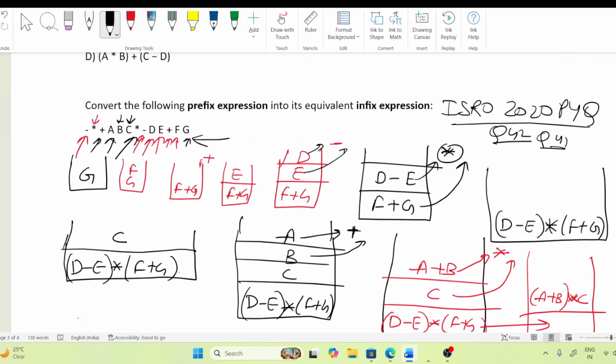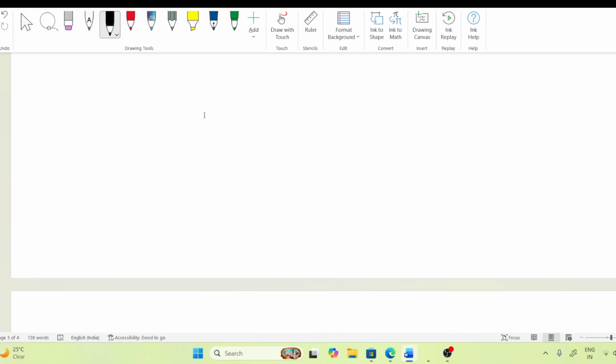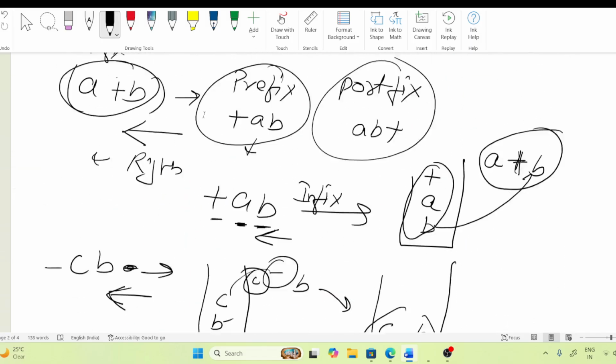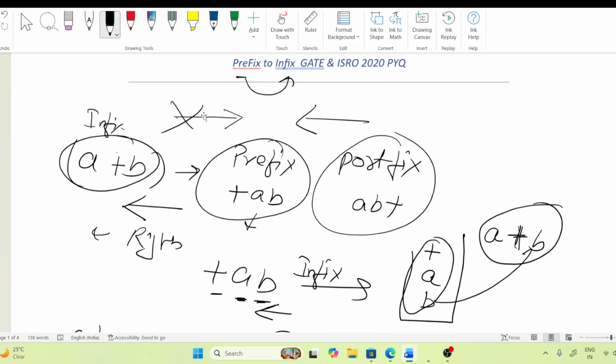So I believe now whatever question the exam is going to give you from prefix to infix, you are able to easily solve it. So I hope now there will be no issue for you. So any question which the exam is going to give you, you can easily solve.